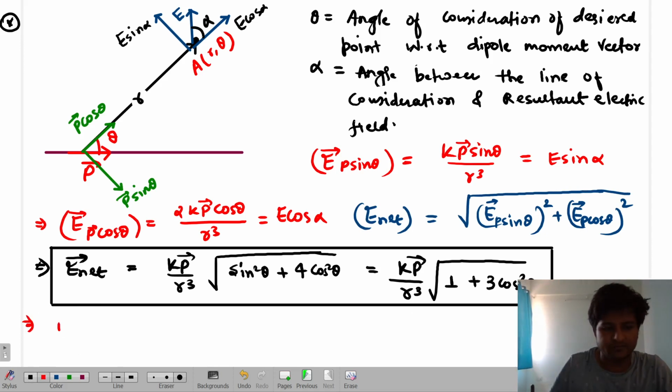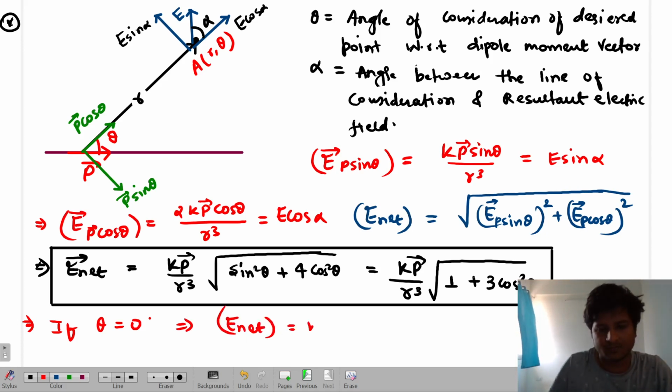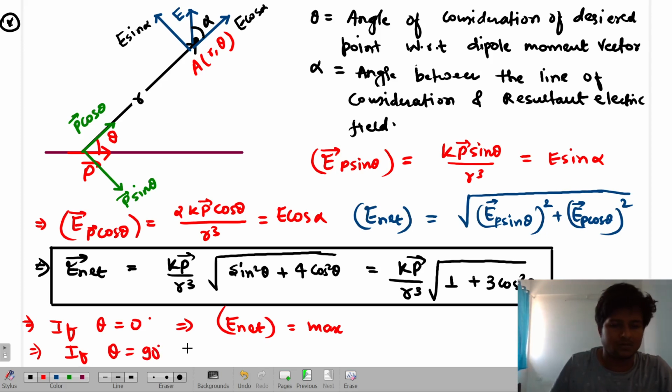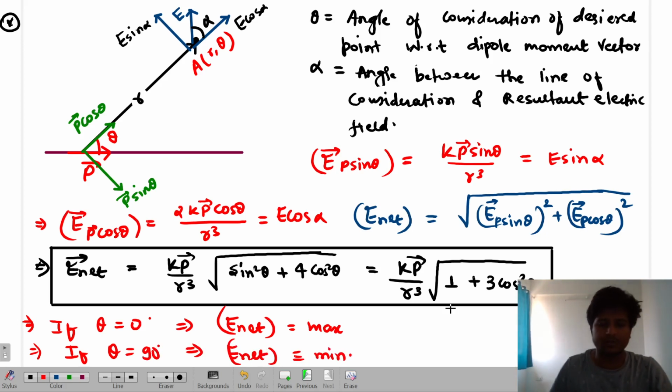So that implies if theta is 0, E is maximum. Are you able to get me? And if theta is 90, yeah, E is minimum. Many people see cos theta is minimum at 180 degree, but cos square theta is minimum at 90 degree. Are you able to get me or not?